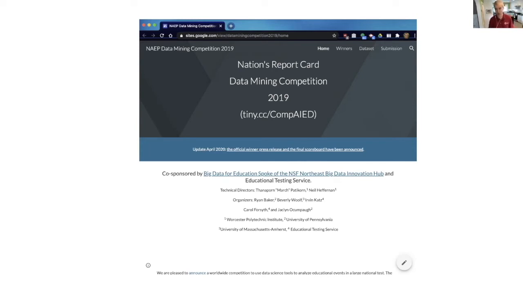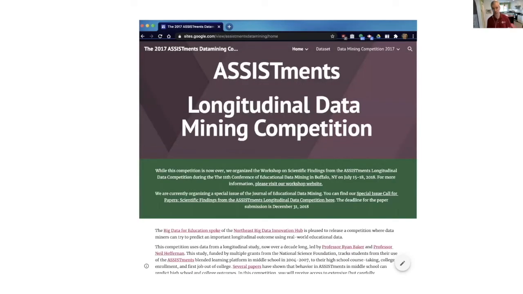By the way, all these competitions are publicly available, released data sets, and I encourage people to come along and beat my students and myself and others to do a better job of making these predictive algorithms. A year and a half ago, we ran a competition using assessments data sets.